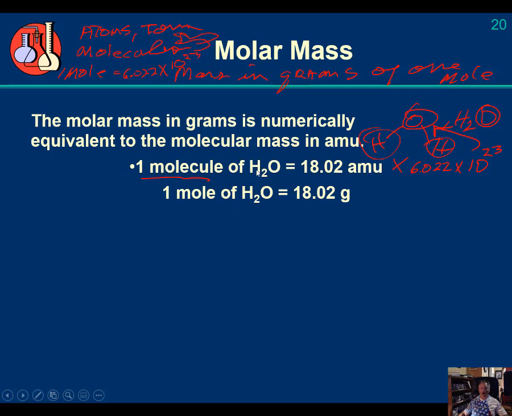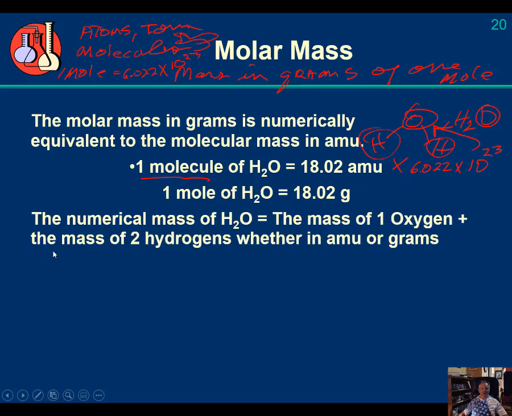1 atom of hydrogen, we're talking about AMU. 2 atoms of hydrogen, we're talking about AMU. Same thing for oxygen atoms. But if we're talking about 2 moles of hydrogen, we're going to measure that in grams. 1 mole of oxygen, we're going to measure that in grams, and 1 mole of water, we're going to measure in grams. So the numerical mass of water is equal to the mass of 1 oxygen and the mass of 2 hydrogens, whether we're in AMU for atoms and molecules or grams when we're talking about moles.